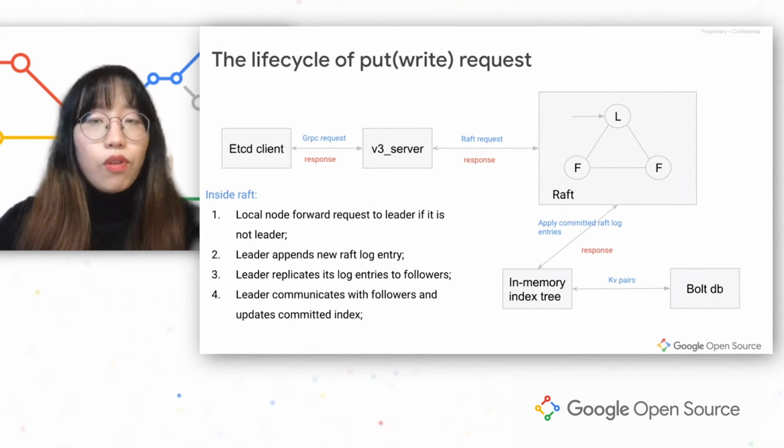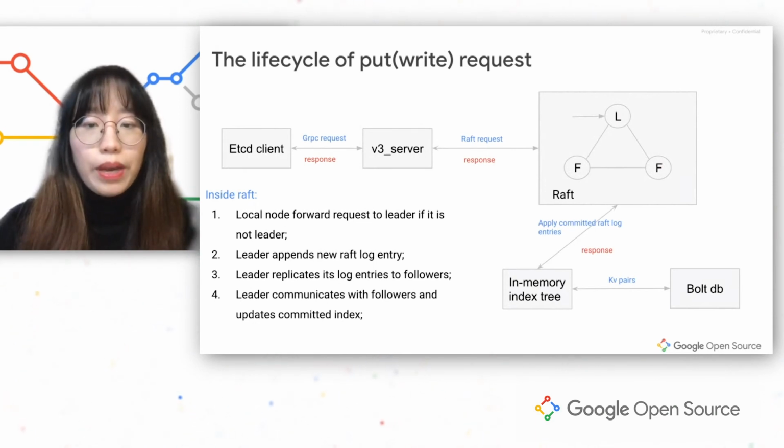So, if the follower receives the proposal request, it will forward it to the leader. Remember, only the leader can make decisions. The follower cannot make the decision, so that's the reason the follower will forward the request to the leader. Leader will decide whether to create or append a new log entry, and then it will replicate this log entry to the followers. Leader will keep in touch with its followers to make sure they also commit the log entry and then update the committed index after the majority has committed the entry. After that, the log entry will be applied into the in-memory index tree and also the bolt DB.